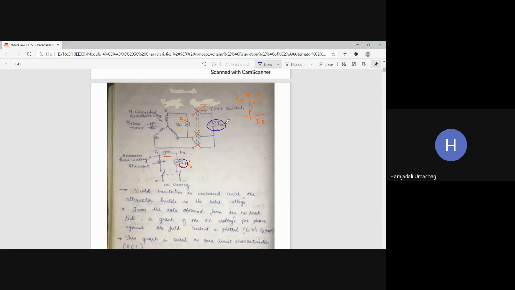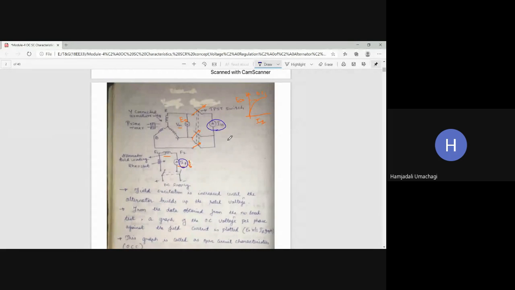By the time you get 3 ampere in your laboratory, you are going to check what is IF. Probably you may get an IF value in your laboratory of 0.29, which is very low. IF value is very low. Is it clear? So once you get the armature full load or rated armature current, for that corresponding value, note down what is the IF value.